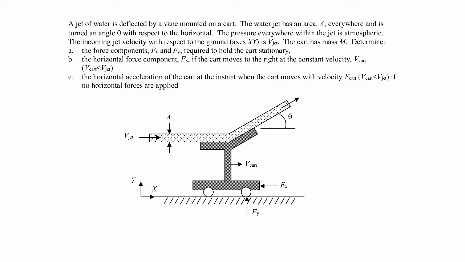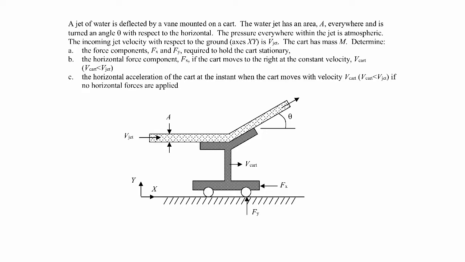So to determine the force components, this will be a linear momentum problem because you can see the jet's linear momentum is changing because it's going horizontally here and then some component of it is vertical here. So we've changed the jet's linear momentum. In order for that to occur, there must be some force acting on this jet, and that force is the force that the cart exerts on the jet. So the jet exerts an equal and opposite force on the cart, and in order to hold the cart stationary, like in part A, we would have to apply some forces to hold it in place.